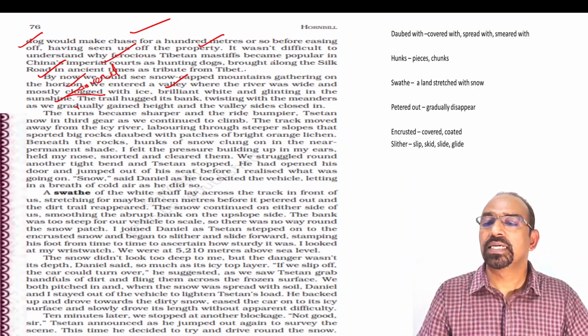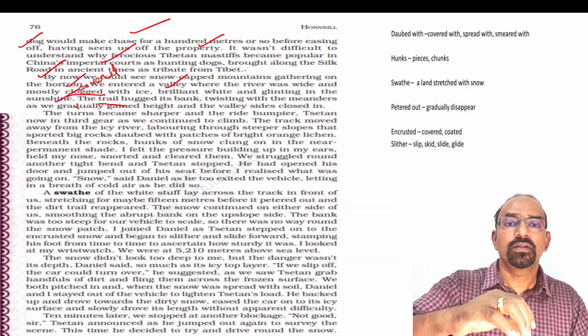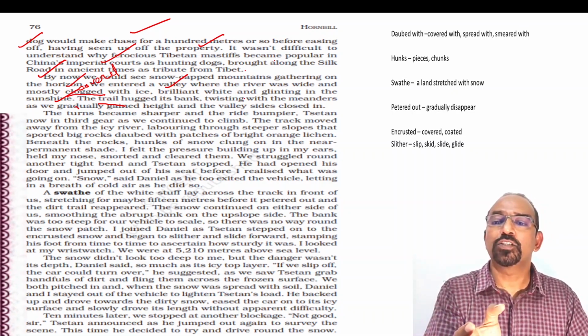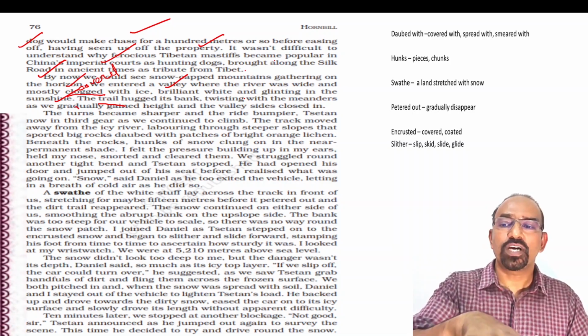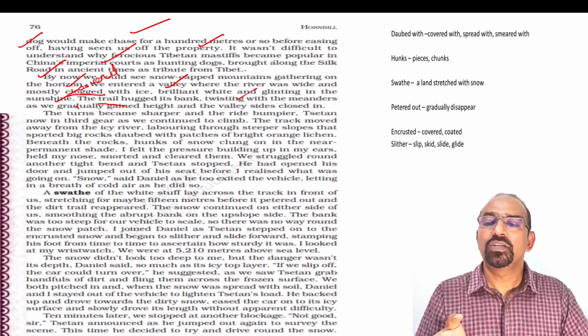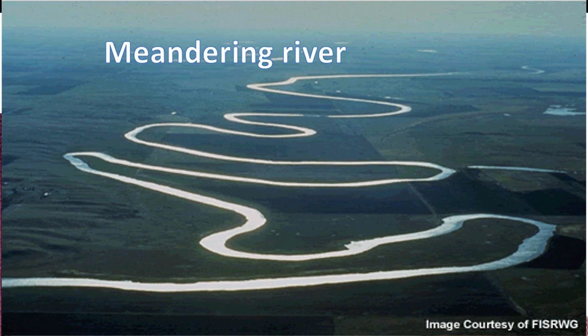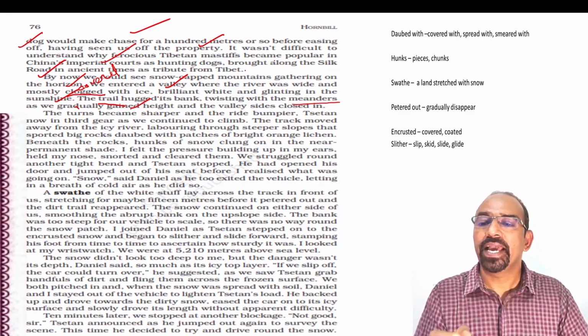The trail hugged its bank. The trail here means the track on which they were traveling, which reached up to the bank of the river. The river bank twisted with the meanders. The river was going in a zigzag way, hither and thither, in a twisting way, twisting with the meanders as we gradually gained height.